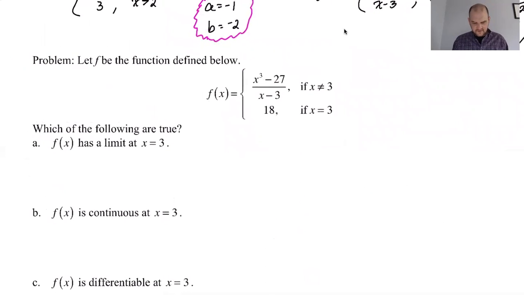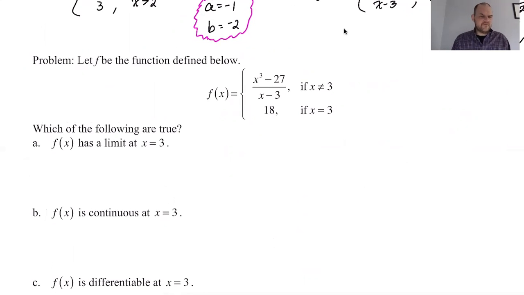So let f be the function defined below. f of x is (x cubed minus 27) over (x minus 3), only when x is not 3. And then f of x is 18, for whatever reason, when x is equal to 3. And we have to decide which of the following are true.